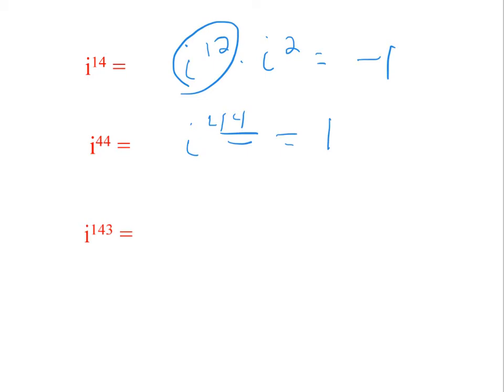I to the 143rd is I to the 140. Why do I choose 140? Because it's a multiple of 4 times I to the third. Well, this is 1, so this is I equal to I to the third, which of course equals negative I from that little pattern.